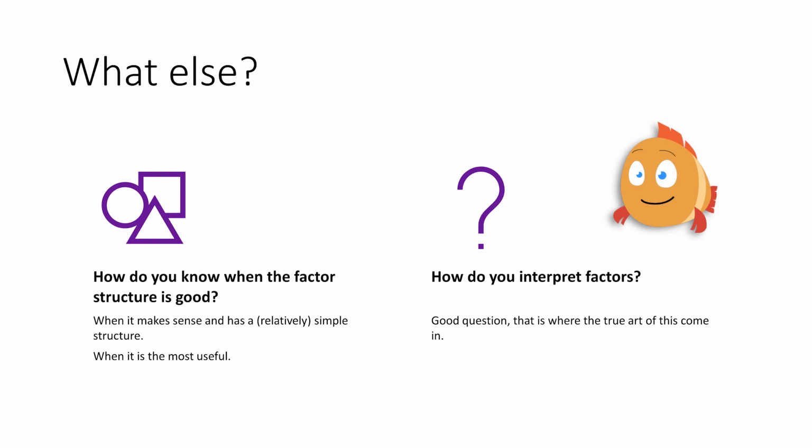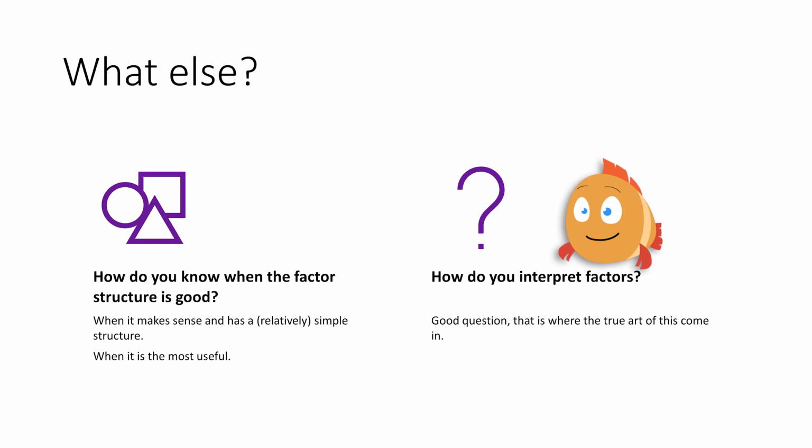Now, how do you interpret factors? That is a good question, where the true art of this technique comes in. I am terrible at giving factors nice names because, frankly, I'm really impatient. What I tend to do, and this is an approach, is I pick whatever the highest item is, so the item that is most closely related to the factor, and decide that that is the name of the factor. Is it a great technique? No, but it's consistent. So yeah, cool.